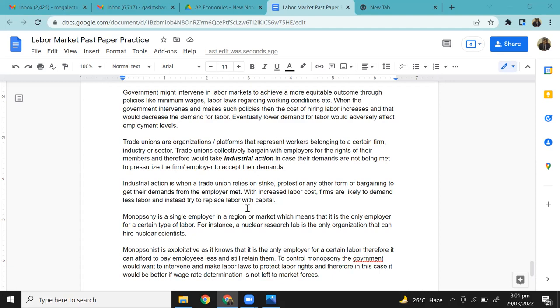Now, what I'm saying over here is trade unions can also fight back against monopsony, which can attract government attention if they go on strike. Right, yeah, true. That's absolutely correct. Good point. Good point. Yeah.